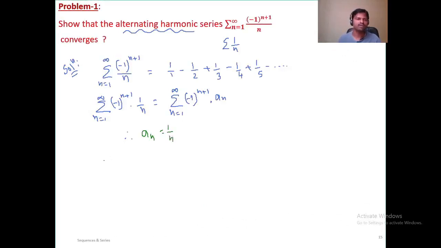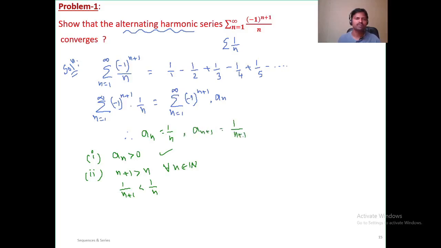Whether the three conditions are satisfied or not, verify one by one. First, an should be more than 0. An is more than 0, verified. The second condition: it should be decreasing. n plus 1 is always more than n, true for all n belonging to the natural numbers. So 1 by n plus 1 is always less than 1 by n. If an is 1 by n, an plus 1 is 1 by n plus 1. So an plus 1 is less than an, that implies an is more than an plus 1. That means it is a decreasing sequence, satisfied.